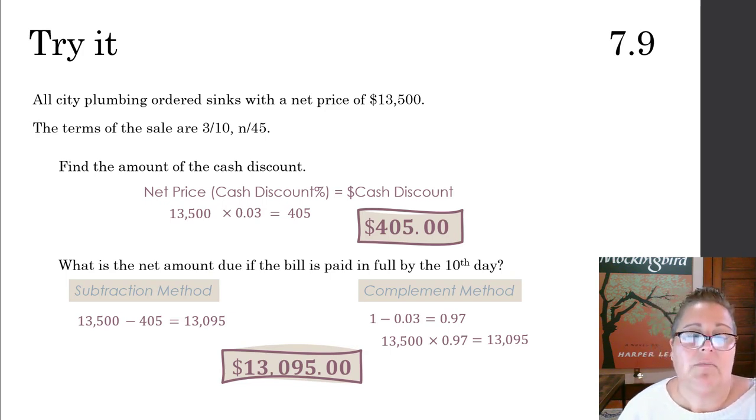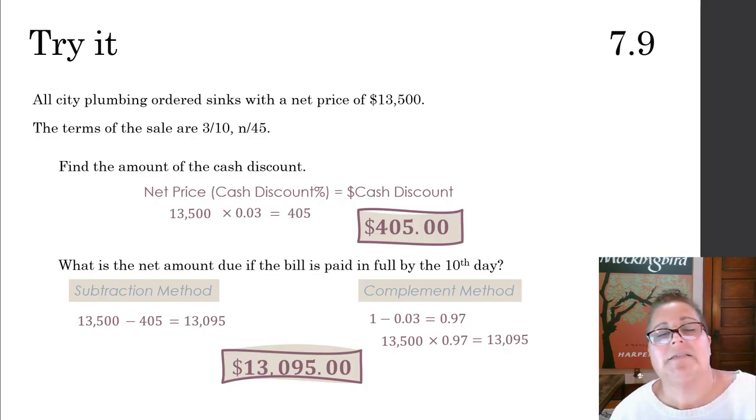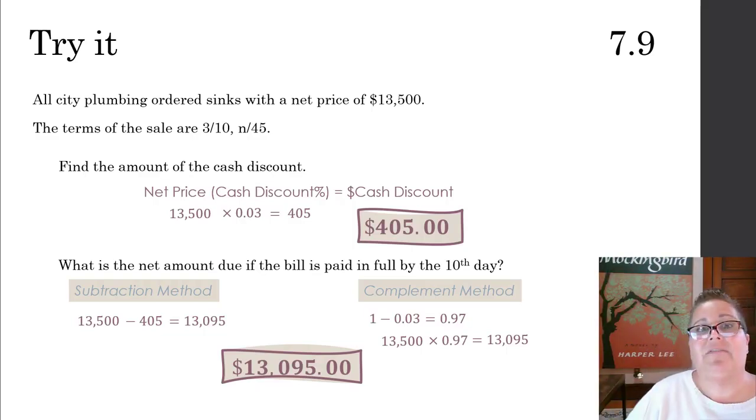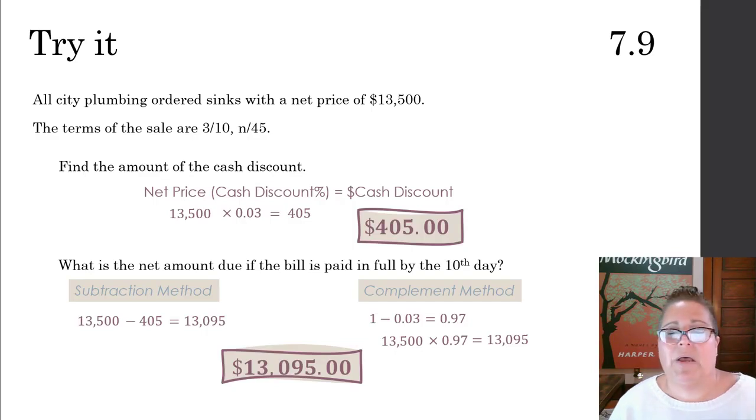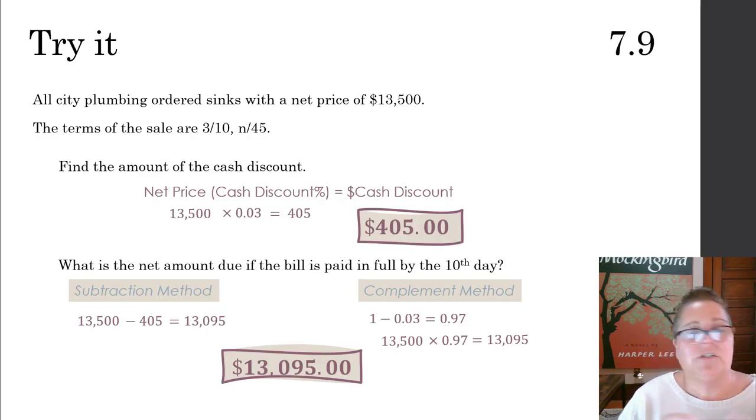It might make more sense to consistently multiply your net price by 0.97 in an Excel spreadsheet. You can put in the 0.97 and it's just going to remain constant for the rest of your business, rather than always multiplying by 0.03 and subtracting. It depends upon what you need in your business, which is why I'm showing both methods.